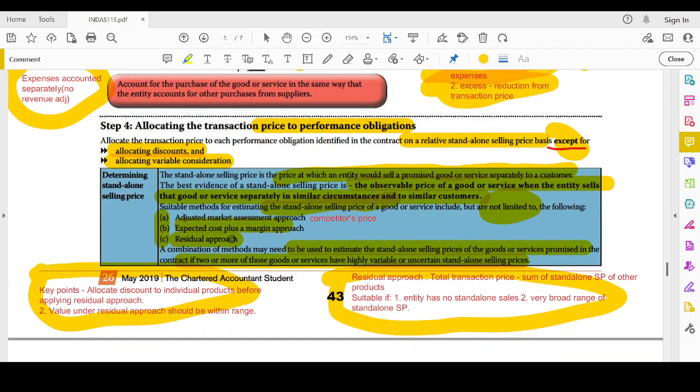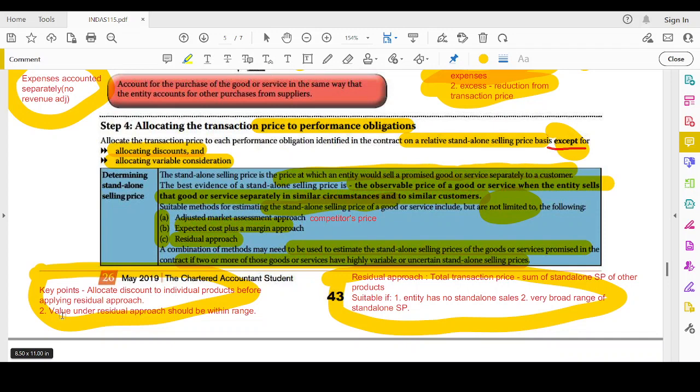If in a contract I have three performance obligations, then for each performance obligation I can use different methods. For one I can use market price, for the other one I can use cost plus, and for the third one I can use residual. But if in one contract I use the market price approach for AC, then for every other contract, for calculating the standalone selling price of AC, I have to use the same market price approach. What are the key points to be discussed here? Before applying the residual approach, I have to allocate the discount individually to each product. Then the value under the residual approach should be within the range.